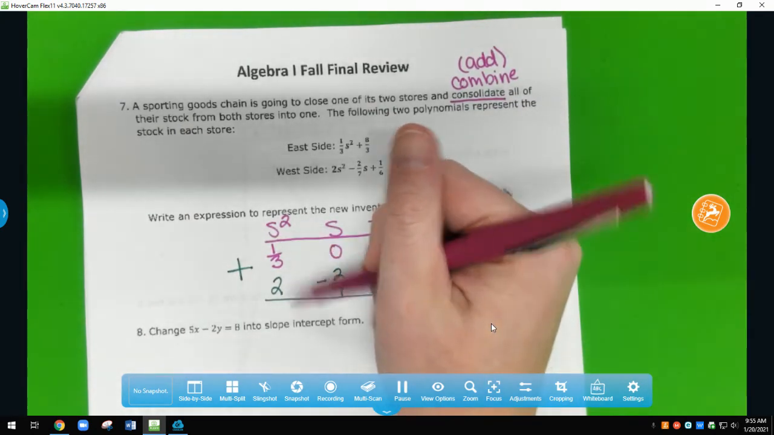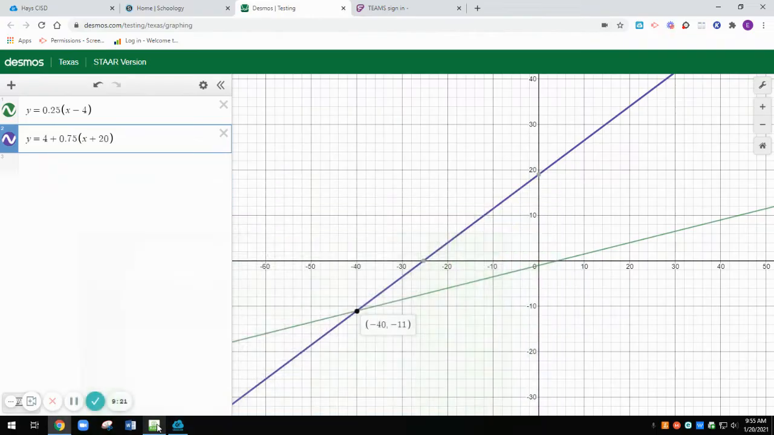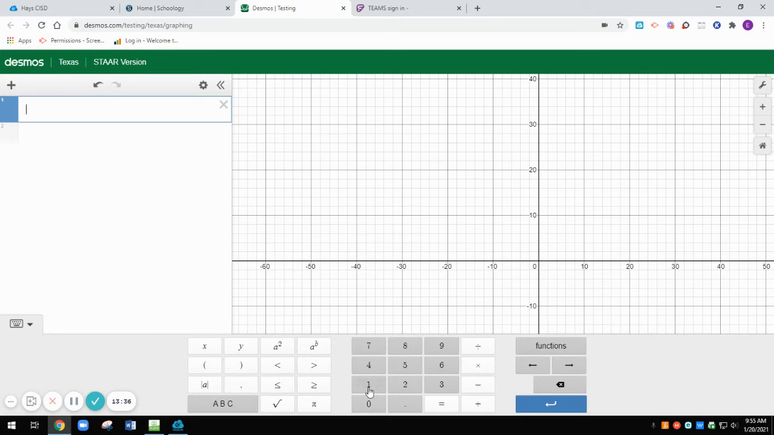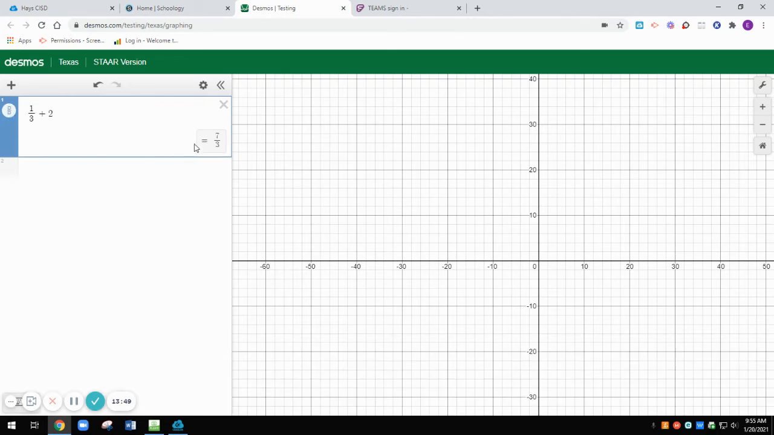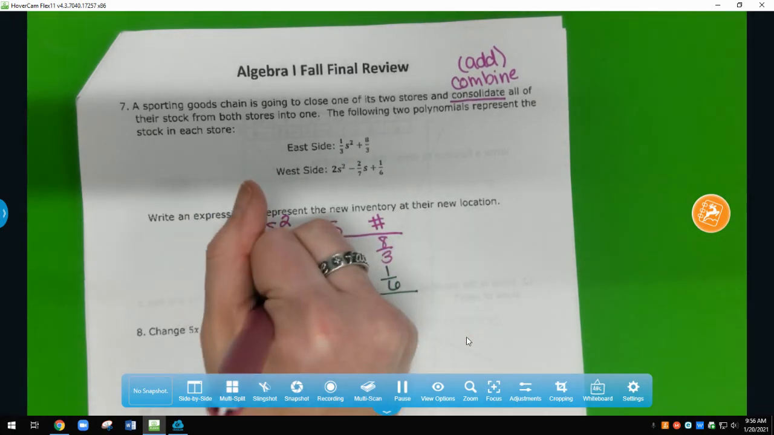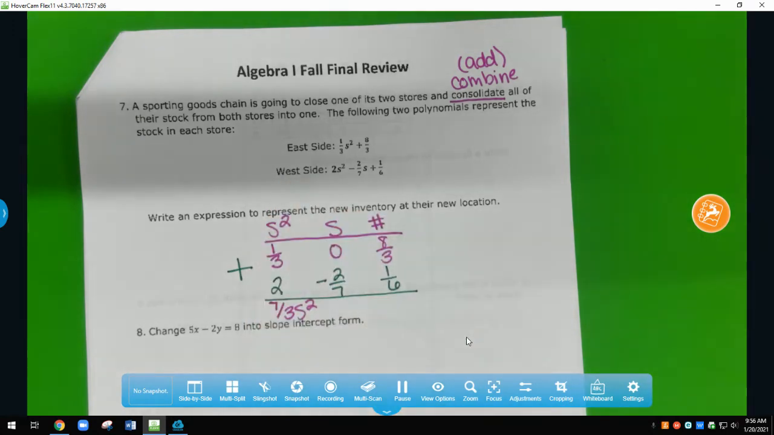So now I'm adding vertically. So I have 1/3 plus 2. So if I go to Desmos, I can enter that in. So 1/3 is just 1 divided by 3 plus 2. I want to keep it as a fraction, so I'm going to click the fraction button over here to the left. So it's 7/3. And that has an S squared.